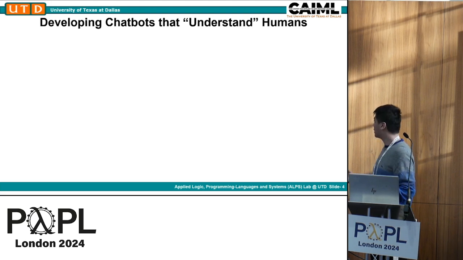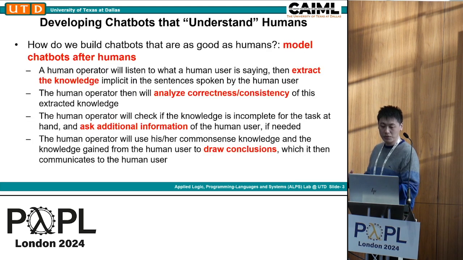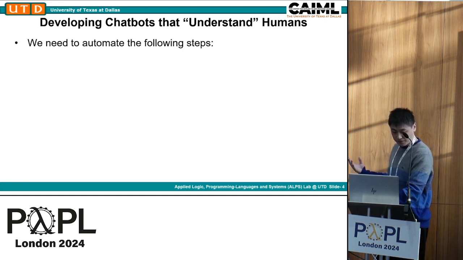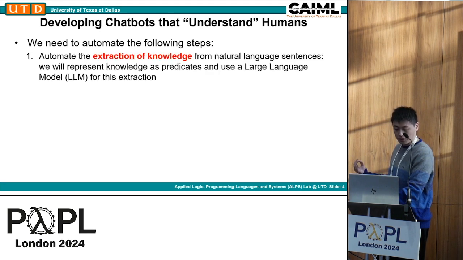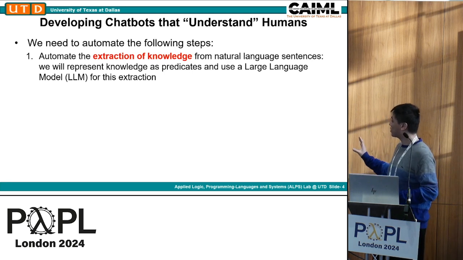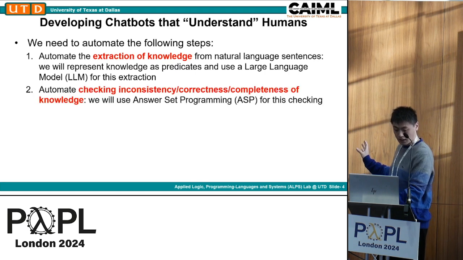So this is the idea of how we want the chatbot to be, and based on this, we designed the STAR framework to automate this, following these steps. First is to automate the knowledge extraction from natural language sentences. In the STAR framework, we represent knowledge as predicates and use large language models for this extraction. We will see how we do that later.